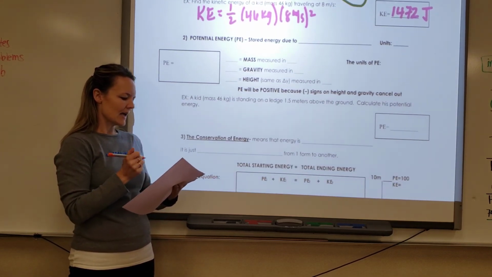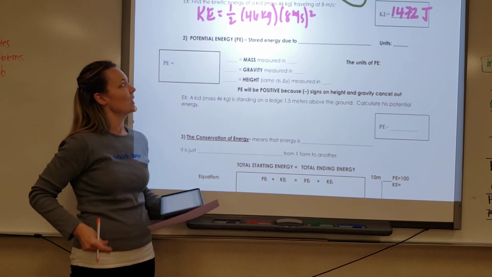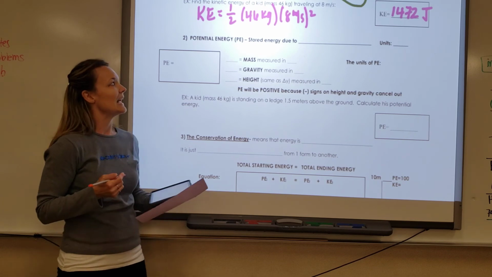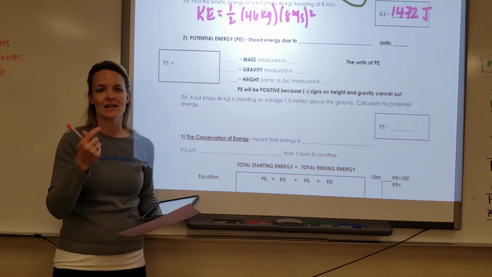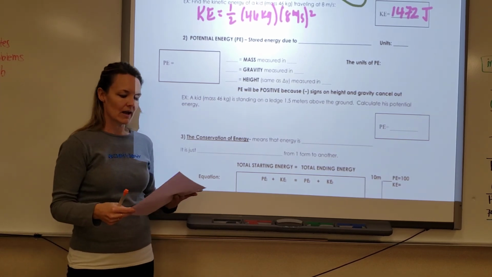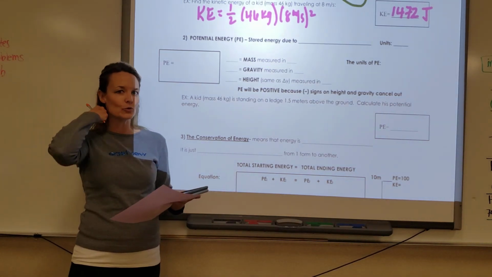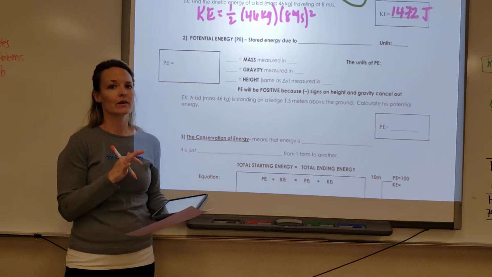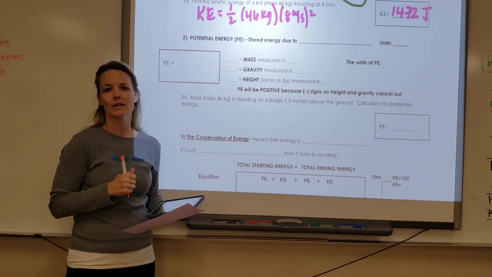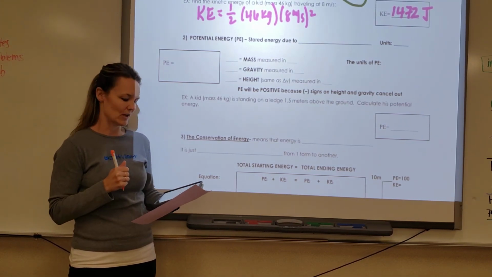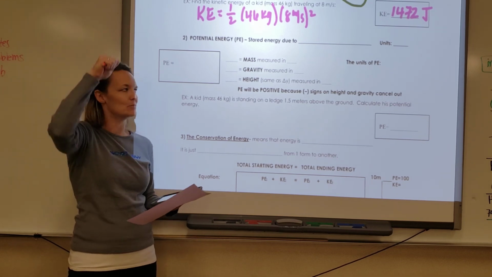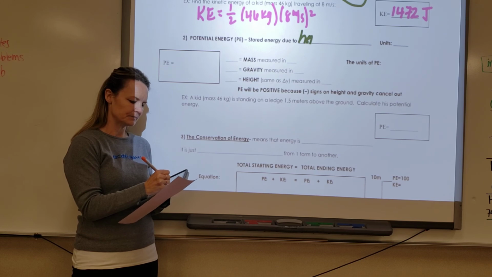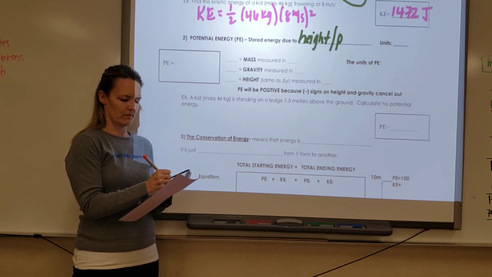Okay, the second type of energy that we are going to be looking at is potential energy, or gravitational potential energy. And potential energy is energy that has been stored. And you can have different types of potential energy. Like food is a potential energy. It stores it until your body burns it. But we are not going to be concerned about that. We are going to only look at gravitational potential energy. So things that are lifted up to a height. So stored energy due to height or position.